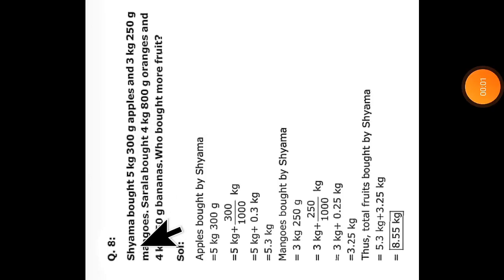Question number 8. Shyama bought 5 kg 300 gram apples and 3 kg 250 gram mangoes. Sarla bought 4 kg 800 gram oranges and 4 kg 150 gram bananas. Who bought more fruits? Now apples bought by Shyama. See, first you have to convert this gram into kilograms. So 5 kg 300 gram equal to 5 kg plus, how much is 300 gram? So 300 upon 1000 kg. So equal to 5 kg plus 0.3 kg equal to 5.3 kg.